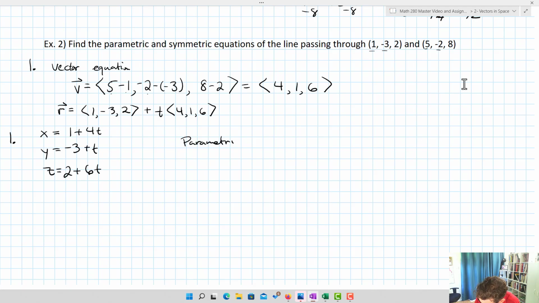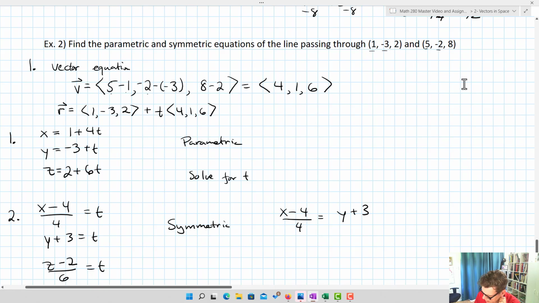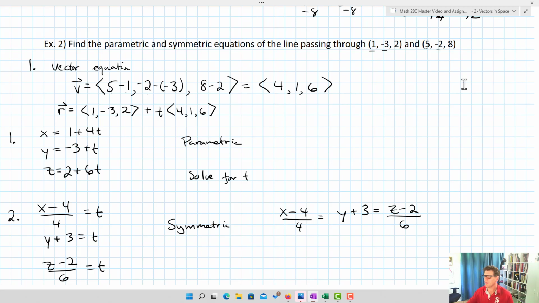In order to find my symmetric equations, I'm going to solve each one of my parametric equations for t. That gives me (x minus 1) divided by 4 equals t, y plus 3 equals t, and (z minus 2) divided by 6 equals t. So my symmetric equations are (x minus 1) over 4 equals y plus 3, which equals (z minus 2) divided by 6. And those are my symmetric equations.